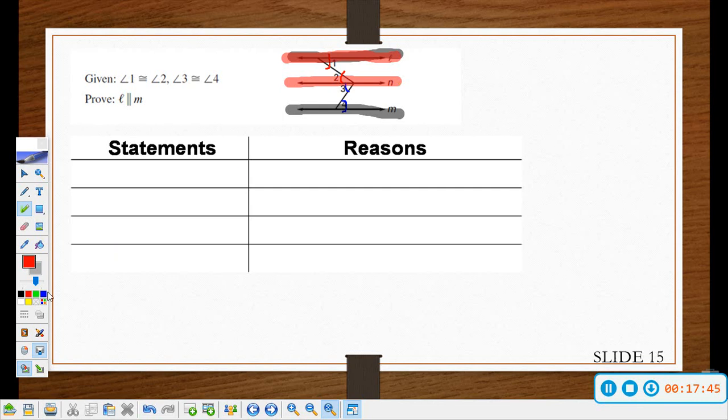Now look at angle 3 and angle 4. Angles 3 and 4 are also congruent. They're also alternate interior angles. So they tell me that N and M are parallel to each other. So now, is L going to be parallel to M? And if so, by what property?